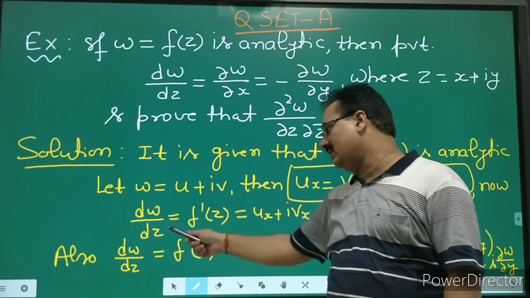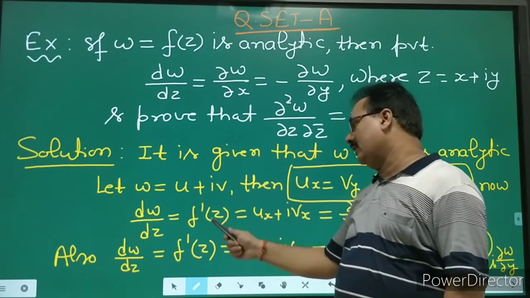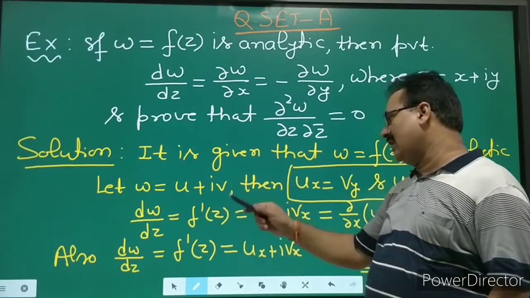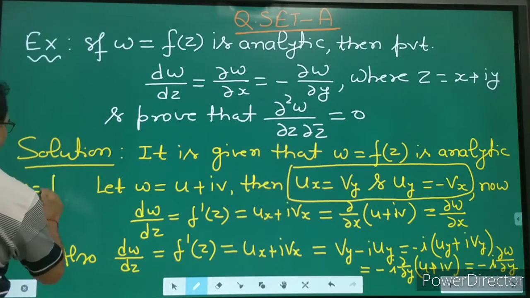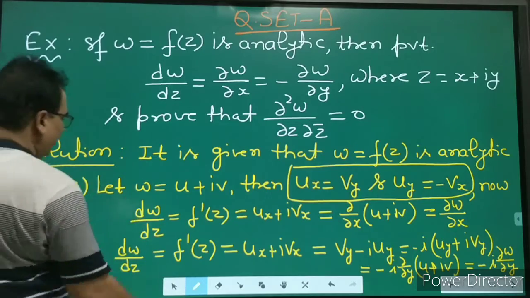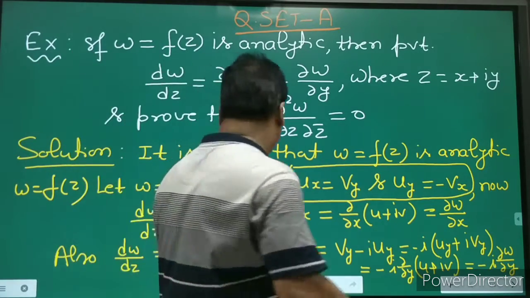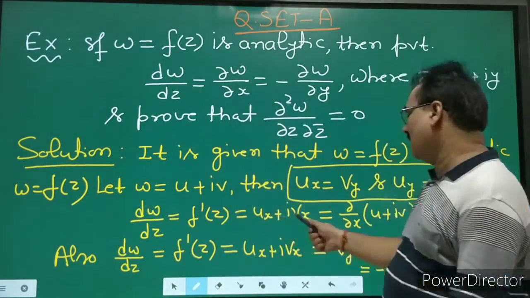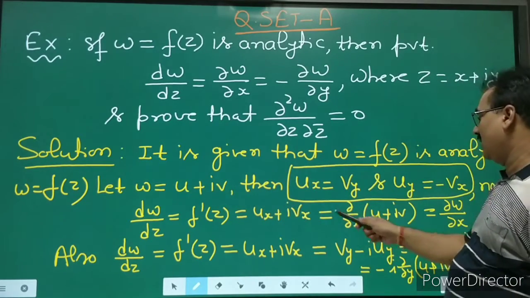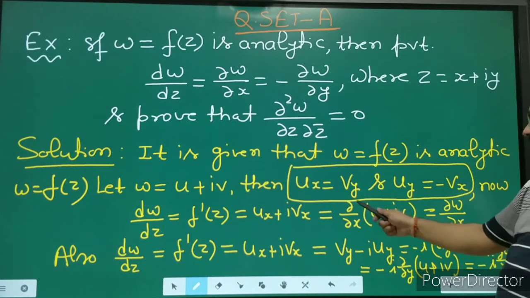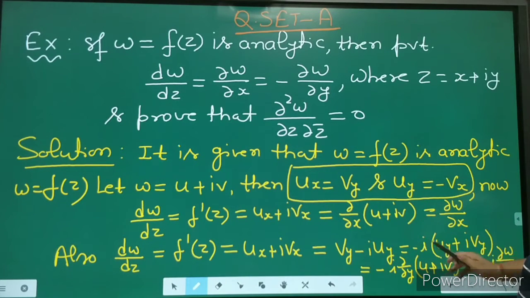dw/dz you may write as f dash z. Why? Because here it is assumed that w is equal to f(z). If w is equal to f(z), then dw/dz is f dash z, and it may be written as ux plus i vx. And what is the meaning of this? Just put the value: ∂/∂x of u plus iv, and u plus iv is w. It means ∂w/∂x.